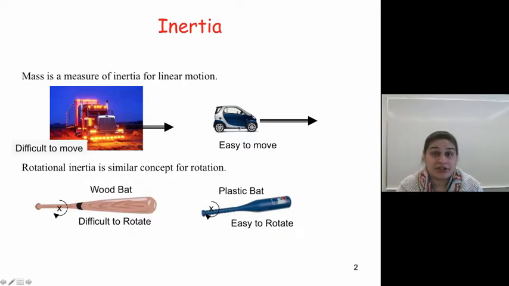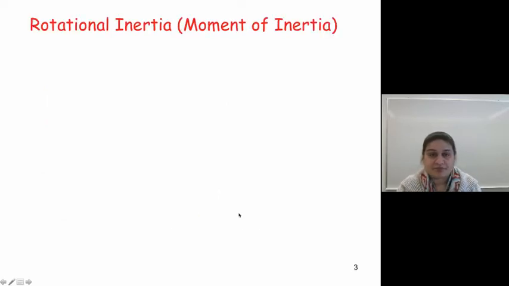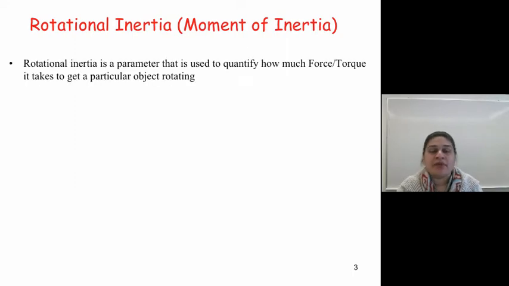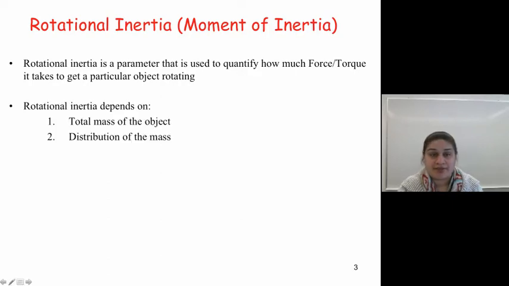The rotational inertia is similar in concept to linear inertia, except now we are going to talk about rotation. So in this case, if you have a heavier object, then it will be harder to rotate it. If you have a plastic bat, which is light, it will be easier to rotate. So rotational inertia, which is also called the moment of inertia, is a parameter that is used to quantify how much force or torque it takes a particular object to start rotating.